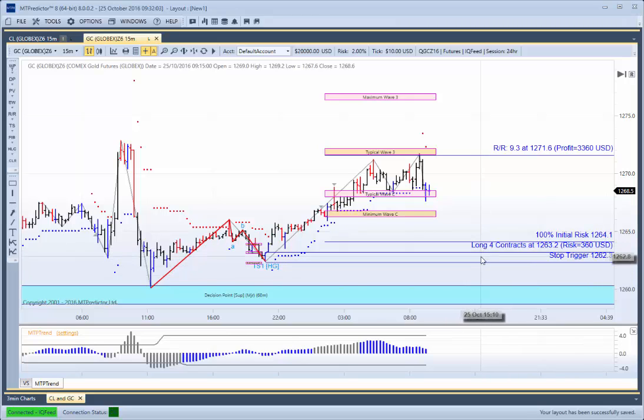That's where we use correct position sizing. But when the profits come through, the profits are large in relation to the initial risks. That's why this is such a good trade setup, because it has a high winner to loss ratio when the profitable trades come through. So that's why it's one of my favorite trade setups in MTPredictor.